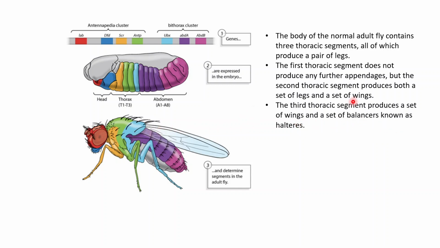So we'll have 4 wings. The third thoracic segment will have wings. We will have 2 more wings in the T2. We'll have 2 more wings in the T3. And then in the first one, we'll have just a pair of legs. But now since we have antennapedia expressing in the T3, we'll have 2 more legs. So we have 6 legs.